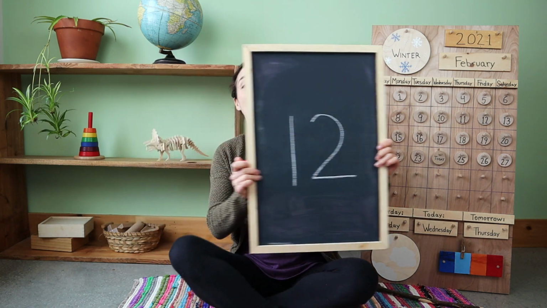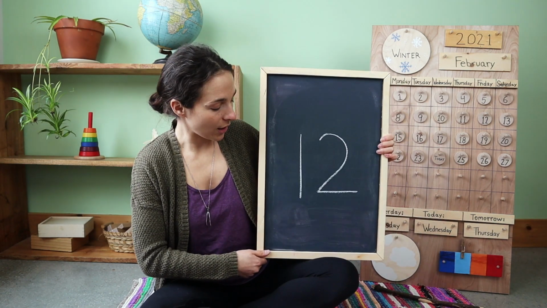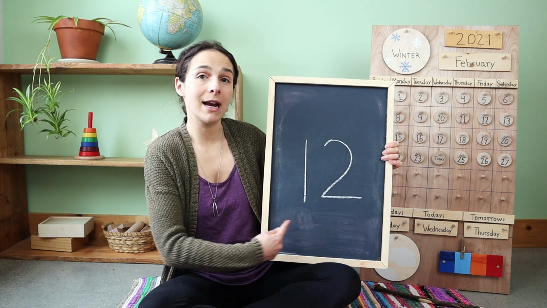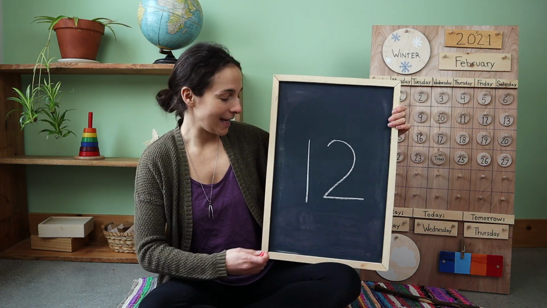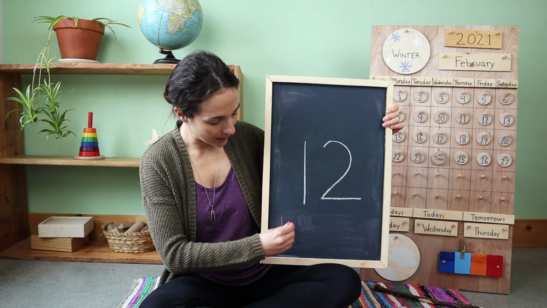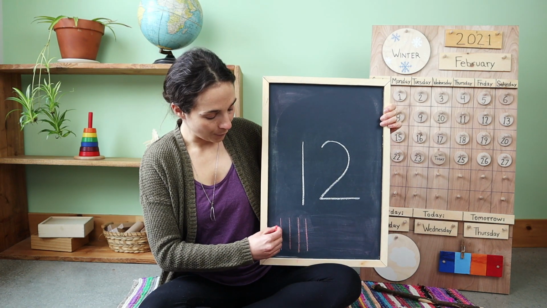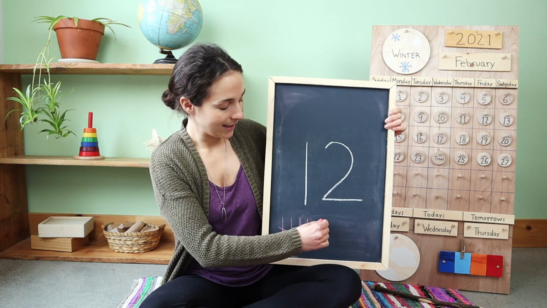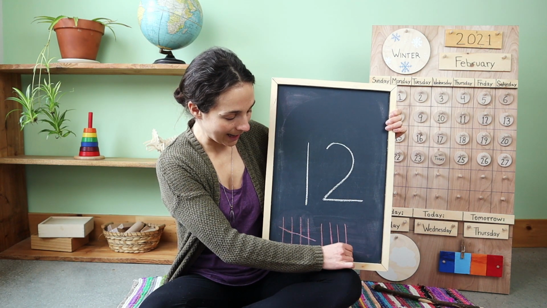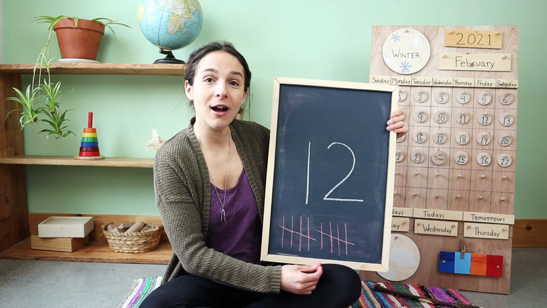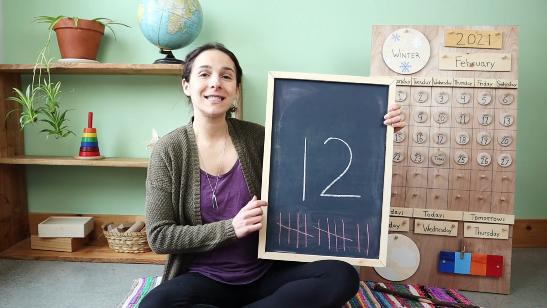Now it's time to count 12 tally marks together. Now remember, tally marks are just lines that I'm going to write at the bottom of the chalkboard, and you can count them with me. Are you ready? Here we go. 1, 2, 3, 4, 5 goes across, 6, 7, 8, 9, 10 goes across, 11, 12. 12 tally marks.